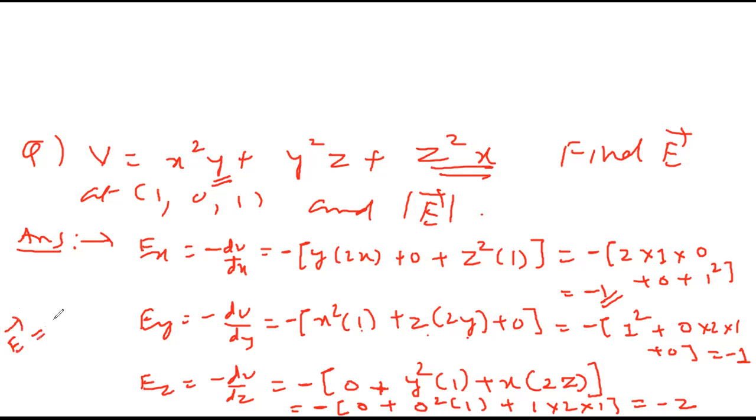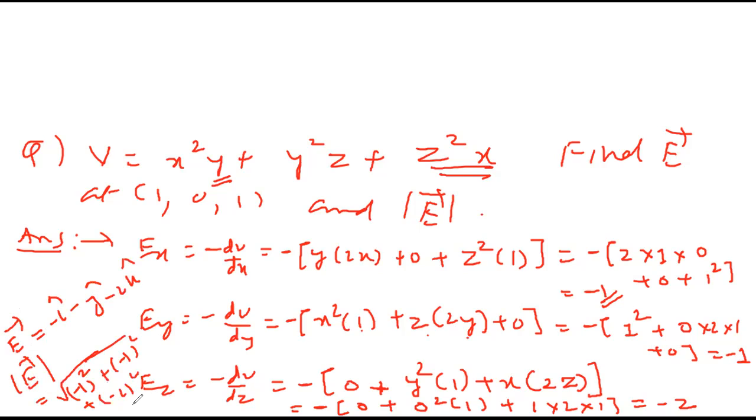So E bar you will get minus i cap minus j cap minus 2k cap, and the magnitude of E bar will be root of minus 1 squared plus minus 1 squared plus minus 2 squared. So 4 plus 1 plus 1 is 6, root of 6, correct? Yes. Root 6, correct? Yes, sir. Next.